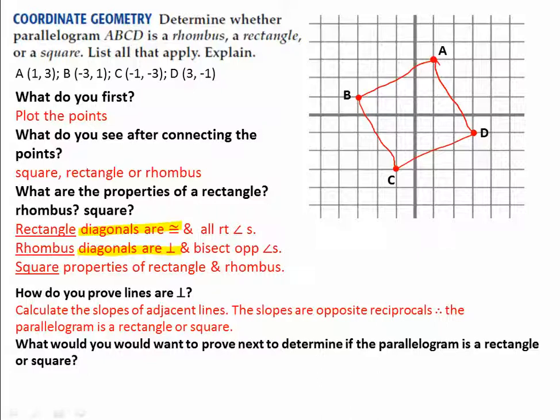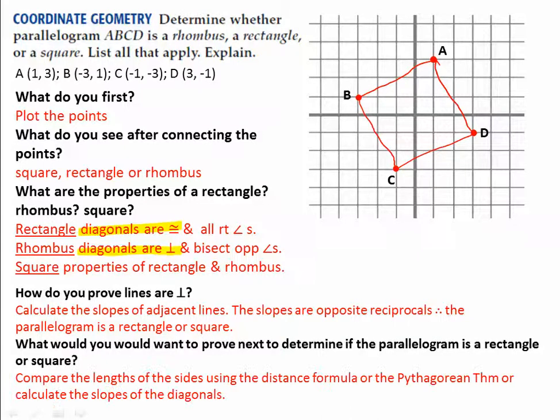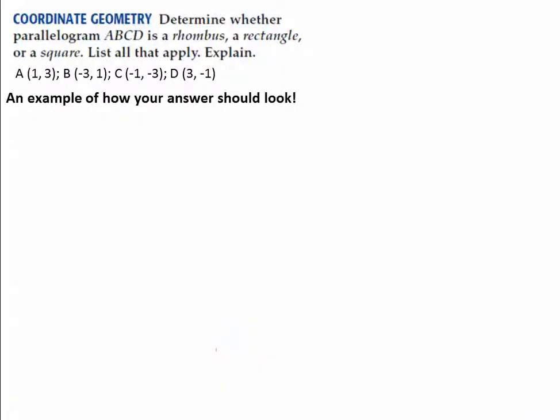So what would I want to prove next to determine if the parallelogram is a rectangle or a square? I would want to compare the lengths of the sides using the distance formula or the Pythagorean theorem, or calculate the slopes of the diagonals. Okay, so all of that got us prepared for this. It's the same problem, I just don't have the graph anymore.